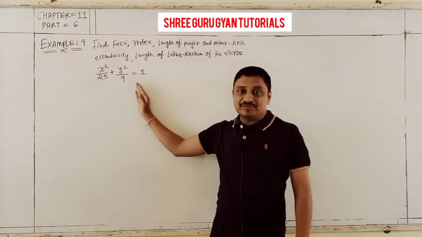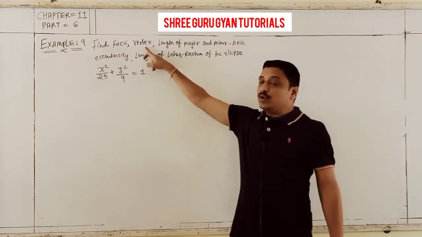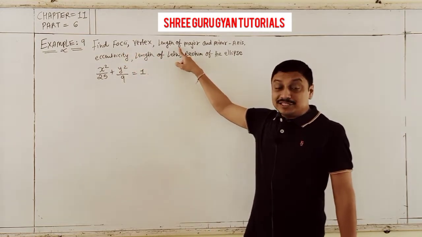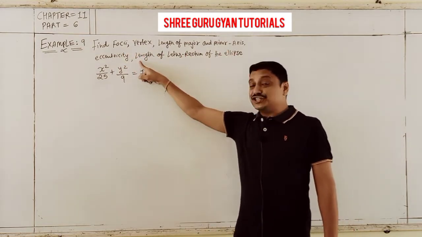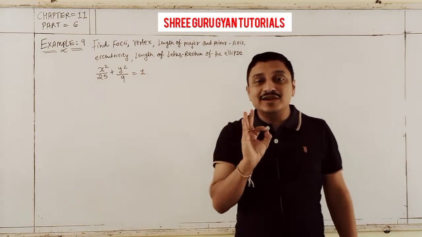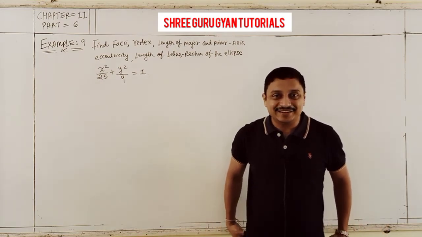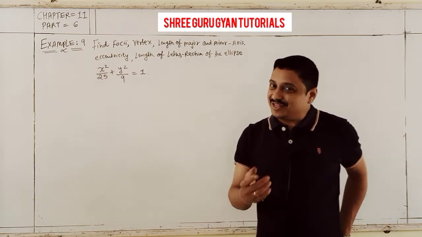Example number 9. Find foci, it means both focus, S and S dash, vertex, length of major and minor axis, eccentricity and length of latus rectum of the given ellipse x square by 25 plus y square by 9 is equal to 1. It's very easy students.